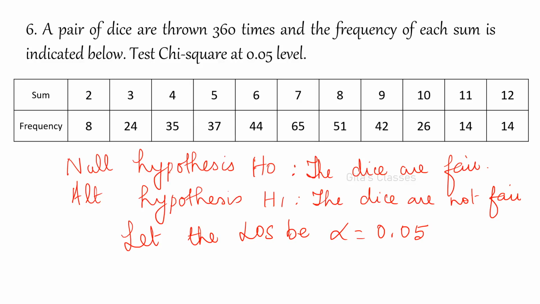Okay. And a pair of dice are thrown 360 times. Next question. 360 times, and the frequency of each sum is indicated below. What do you mean by this? Two dice are thrown, and these are the sums of the dice. Numbers are shown on the dice. Out of 360 times, 8 times we got sum 2. And 24 times we got sum 3. For 35 times we got sum 4. This is the meaning.